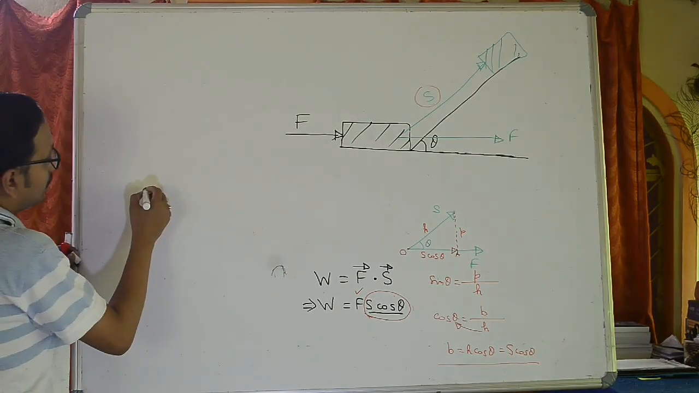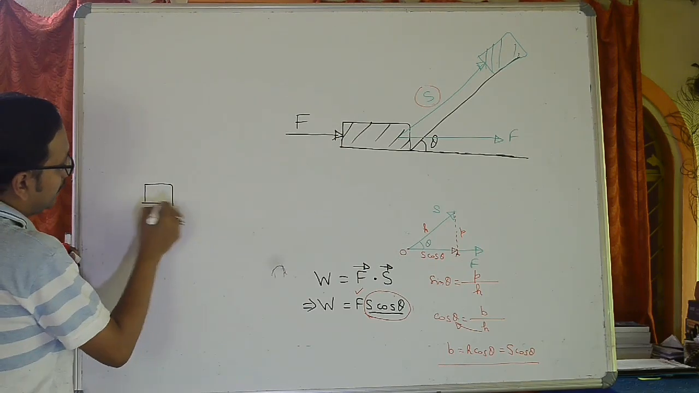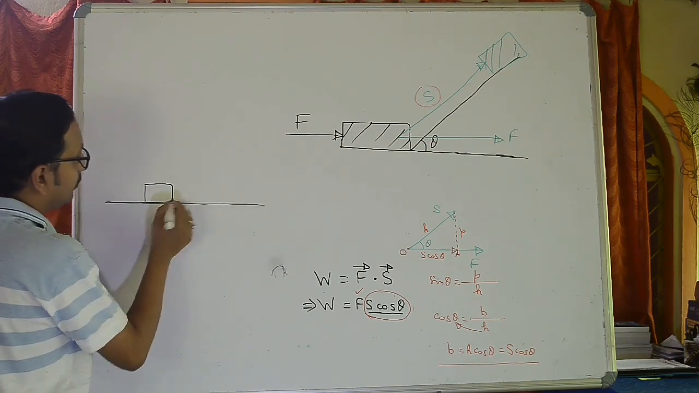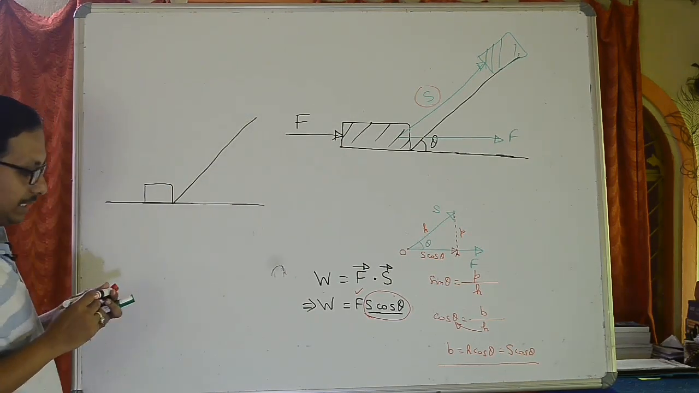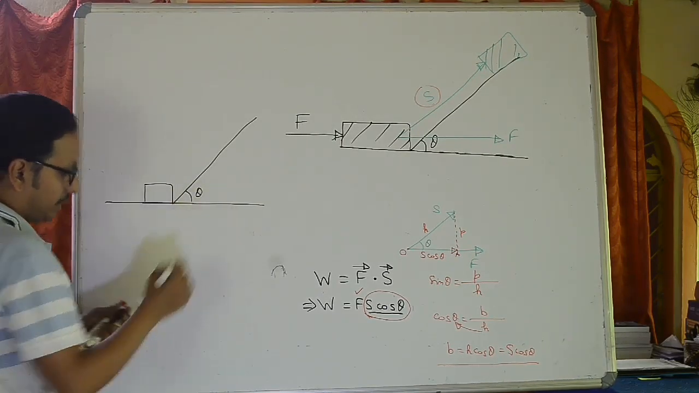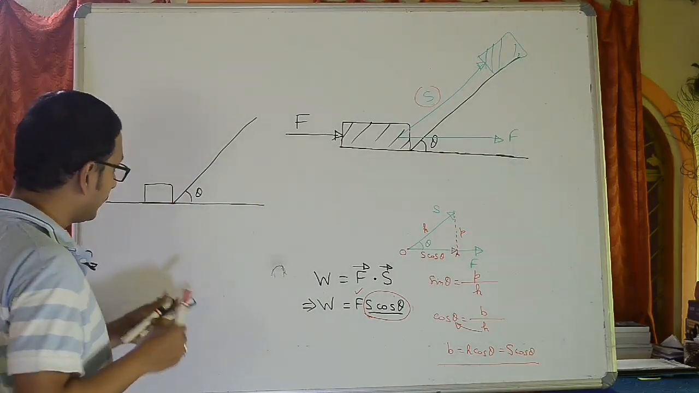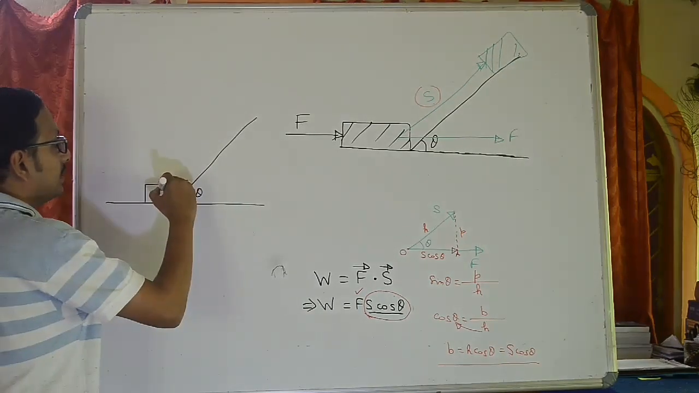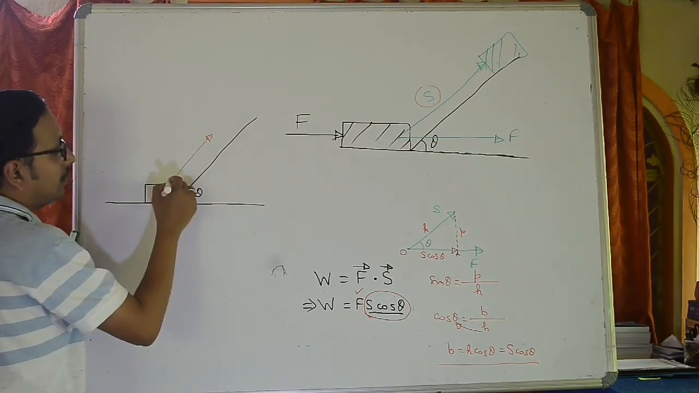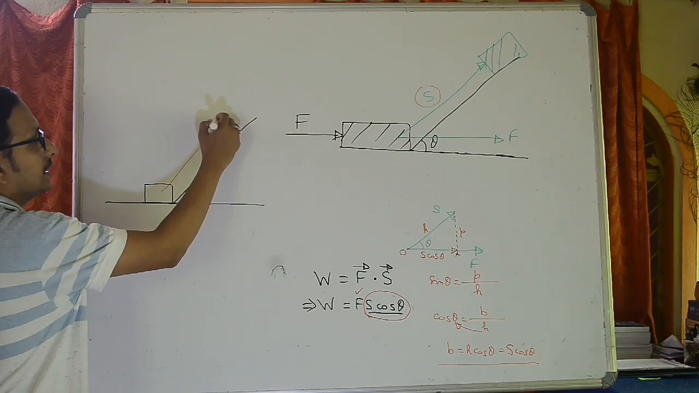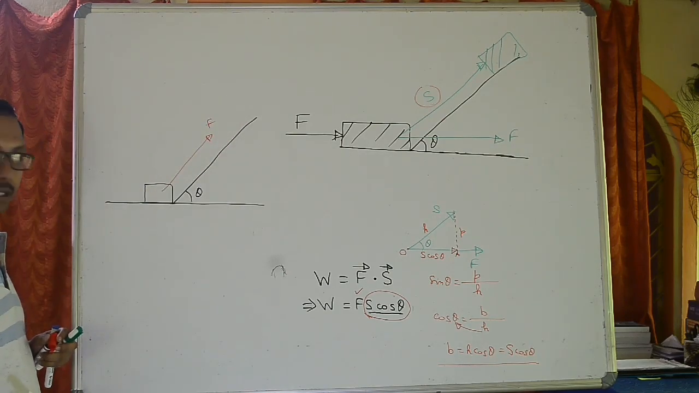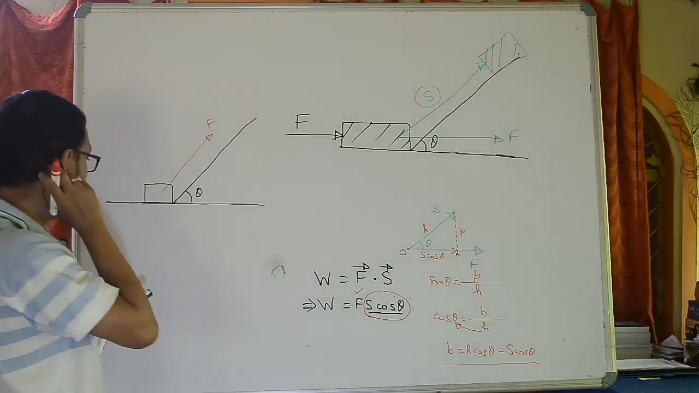Say the block is here again, the condition is almost the same. This is again the inclined plane, we have angle theta over here, and now the force is applied in this direction. A hook is made and a force is given in this direction, that is the force. Clear?